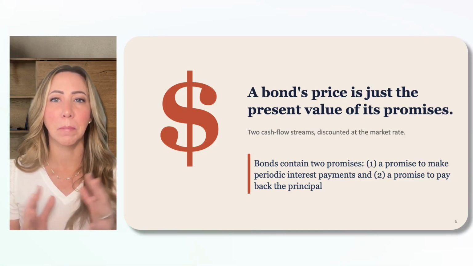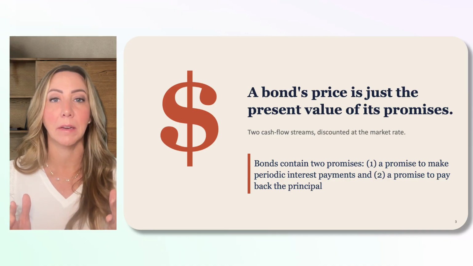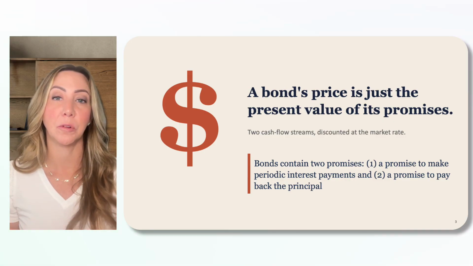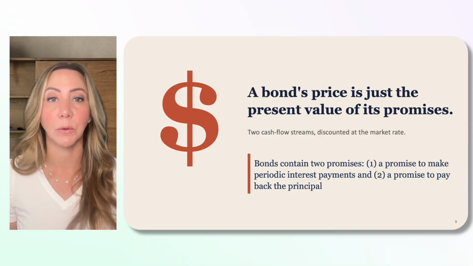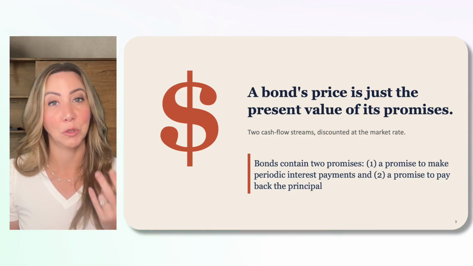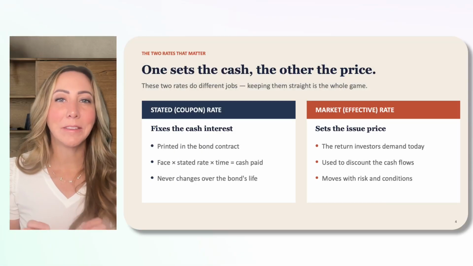So if a bond is just a bundle of future payments, then the price of a bond is simply what those future payments are worth to you today. And we already know how to answer that question. It's a present value. That's the entire secret of bond pricing. A bond's price is the present value of its two promises. Now let's get back to those two rates.